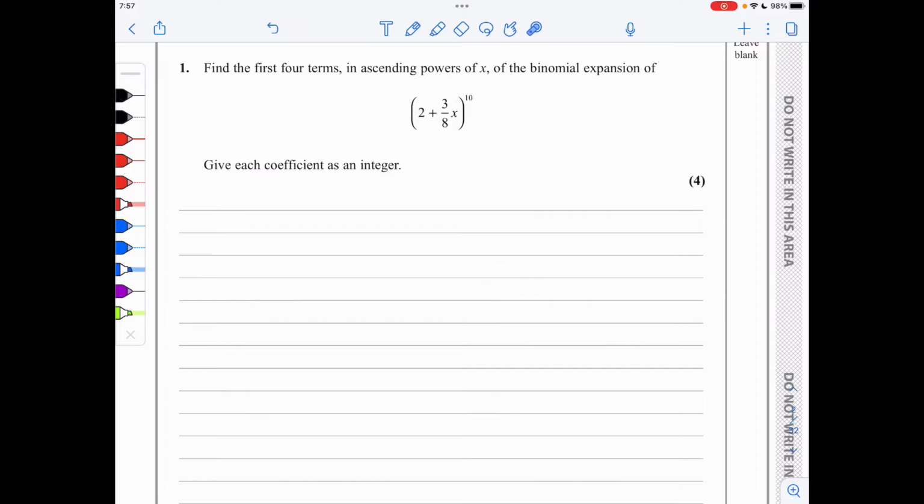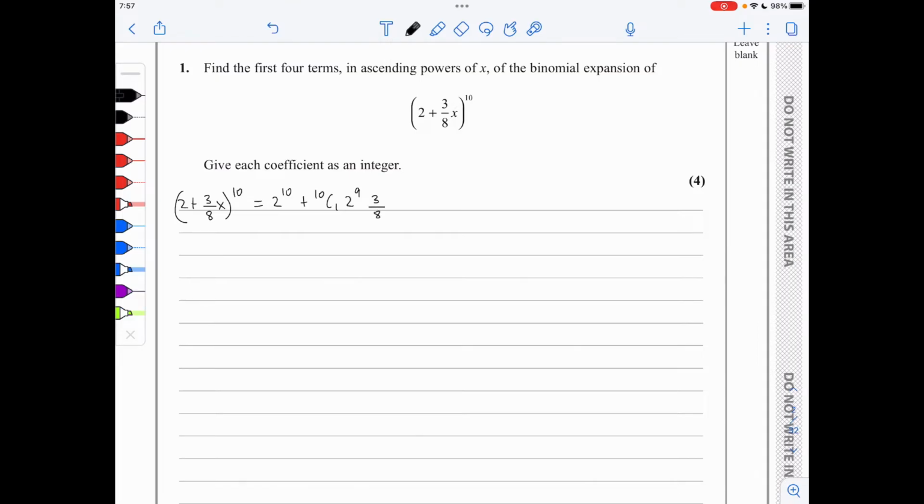In question 1, we need to find the first 4 terms in ascending powers of x in the binomial expansion of this here. So we have (2 + 3/(8x))^10. So we start with the full power loaded onto 2, so it's 2 to the 10, plus 10 choose 1, 2 to the power of 9, 3 over 8x.